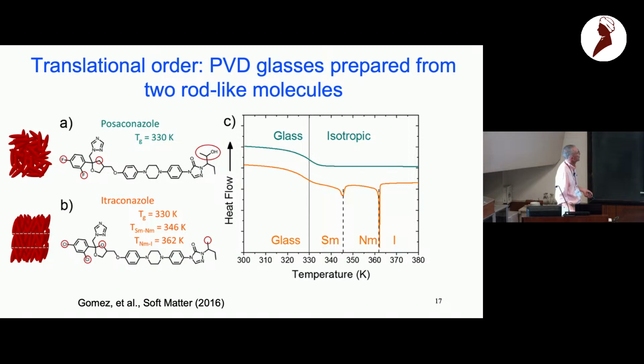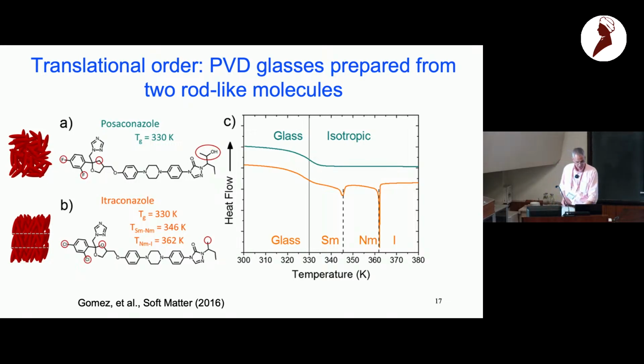So the last kind of order I wanted to talk about was translational order. I'm going to have to speed up a little bit, I think. And so I want to compare two molecules that we think of as siblings because they're very similar in terms of their shape and chemical functionality. The differences are circled in red, if you care. The important point is that this molecule is a mesogen. It has equilibrium liquid crystal phases. This one does not. And you can see that here in the DSC traces. As you cool this molecule, you go from isotropic to nematic to smectic to a smectic glass. This molecule is just an ordinary glass former.